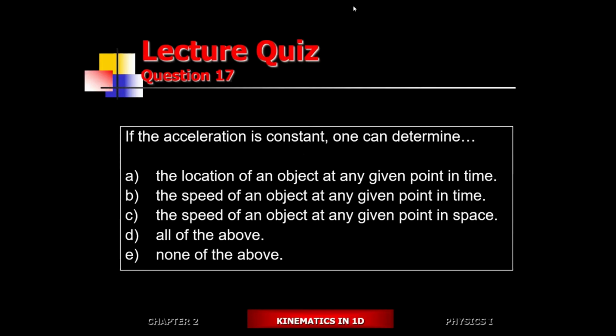All right, so I see a lot of D's. Very good. D is the best answer, right? A is correct, B is correct, C is correct. First formula, second formula, third formula, D is the best answer. So give yourself 5 points for that one.